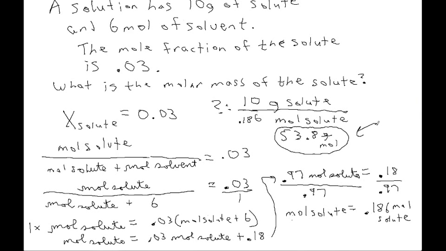There's 53.8 grams per, 53.8 grams in 1 mole. Right. Of solute. The way I would put that is, if we hypothetically had 1 mole of the solute, it would have a mass of 53.8 grams. That's how we interpret molar mass. If we hypothetically had 1 mole of the solute, it would have a mass of 53.8 grams.